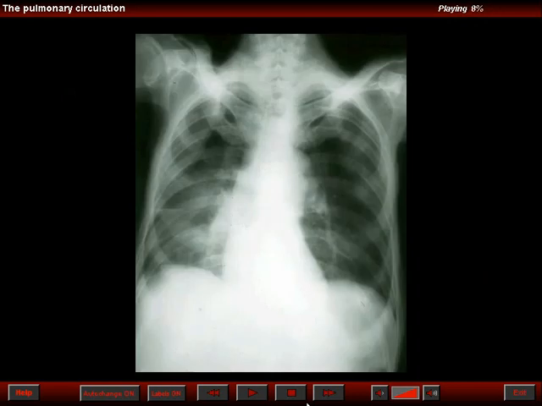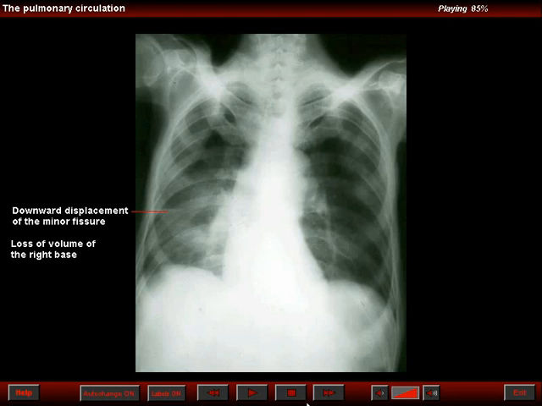This patient had tachypnea and a nonspecific infiltrate in the lower third of the right lung. Note the position of the minor fissure. The normal minor fissure should be equidistant between clavicle and right dome of the diaphragm. This minor fissure is closer to the right dome. However, we do not see elevation of the right dome. Nevertheless, there is a volume loss of the right base.